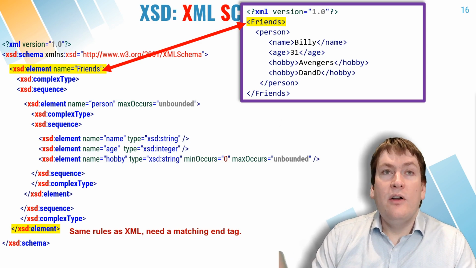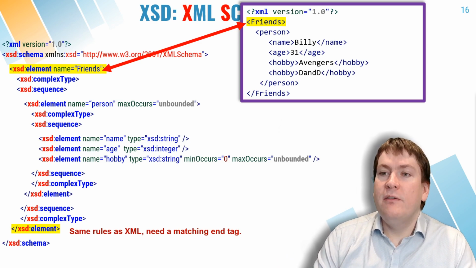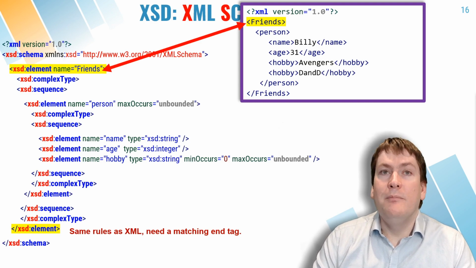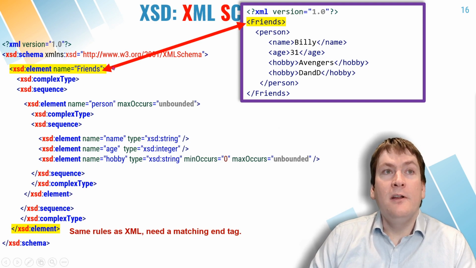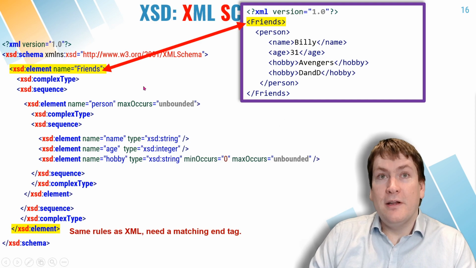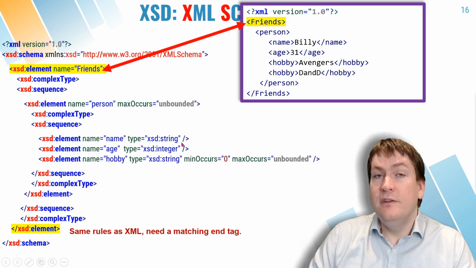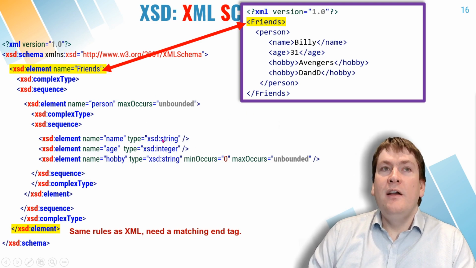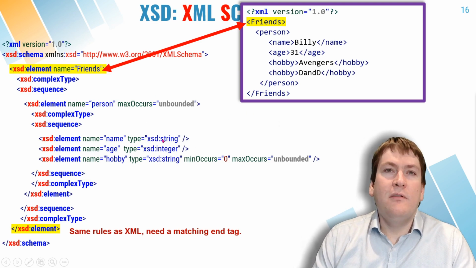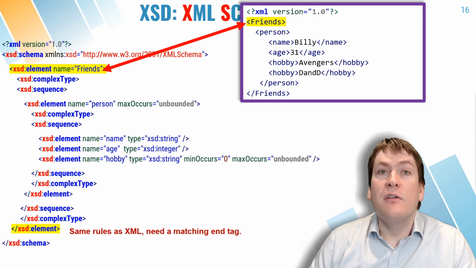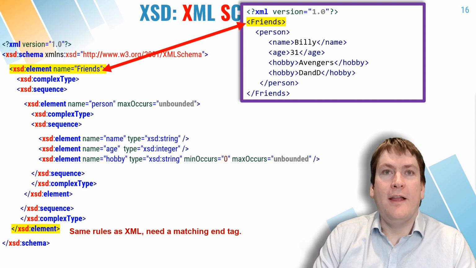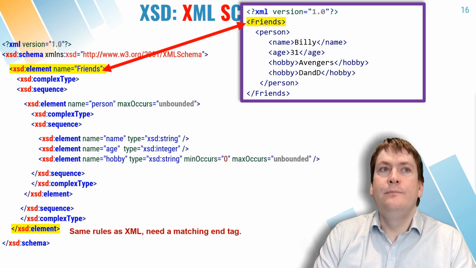Just like in the XML document, friends here is a complex tag, or a complex element rather, meaning that it contains other elements. The friends element in the schema document that defines it is also going to be complex, and it's going to have all the other element definitions that it contains in the XML document. It might seem a bit confusing, but it's a bit natural once you get into these documents, because it will have the same layout and the same structure as the XML document that you're defining.